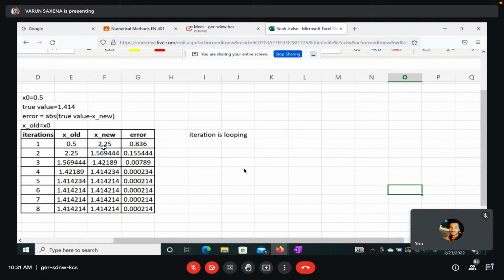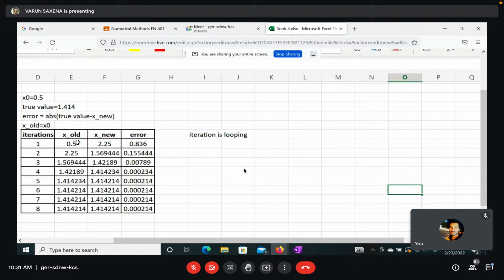You have an x old, you calculate x new, you calculate error, then you assign x new to x old. Then you again calculate x new, calculate error, and assign x new to x old. So there are steps 1, 2, 3, 4, 1, 2, 3, 4. They keep on repeating a fixed number of times.